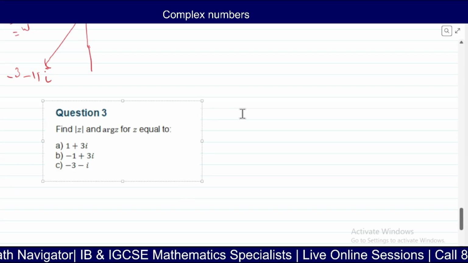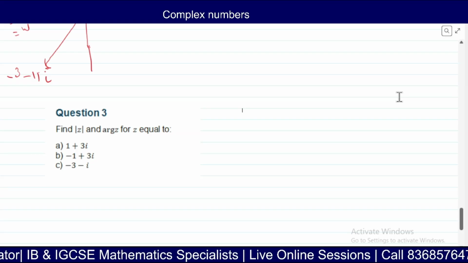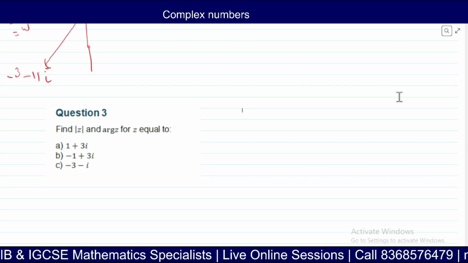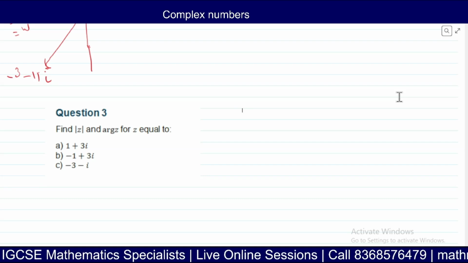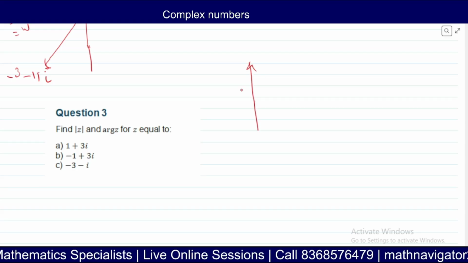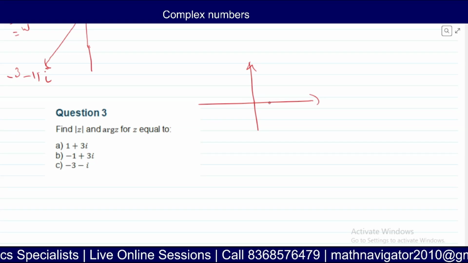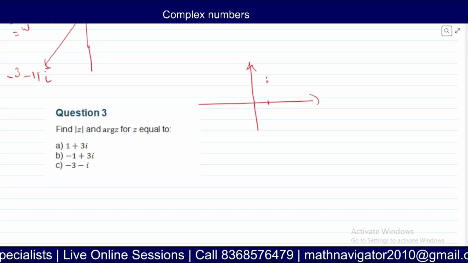So whenever you are asked for modulus and argument, it is always best to first plot the diagram. First represent it on the Argand diagram, then you will not make a mistake. So let's do part A. 1 plus 3i. So 1 and 3i, it will go somewhere here.